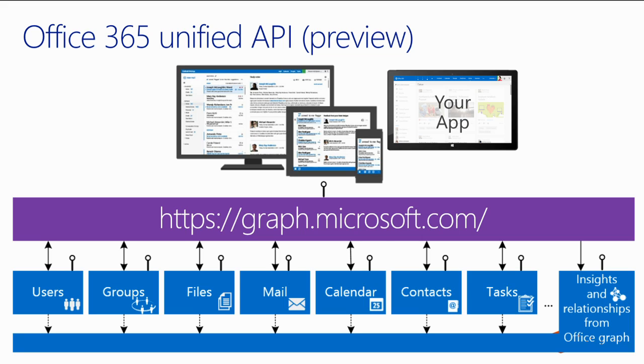So we're actually launching a preview this week of something we call the Unified API for Office 365. That is on graph.microsoft.com, and it allows you to make queries against all of these different APIs from a single endpoint and to navigate through the entities in a really simple and seamless way. And it takes away a lot of the complexity of dealing with multiple APIs.